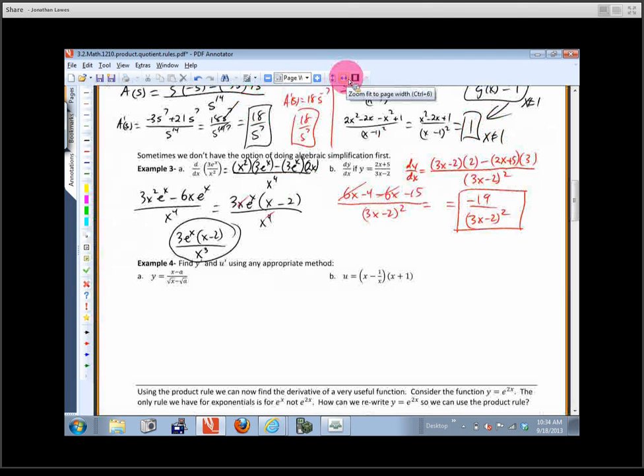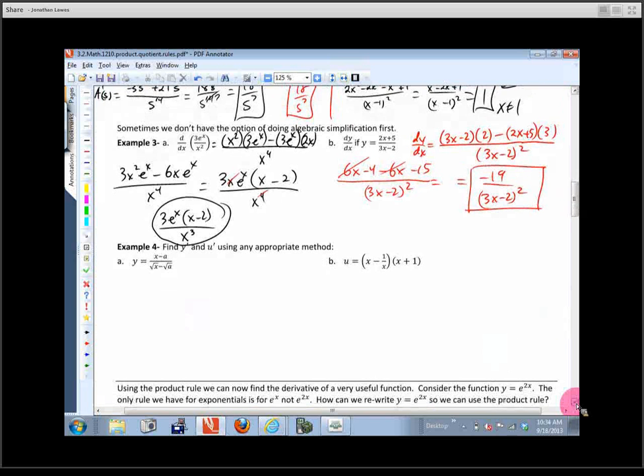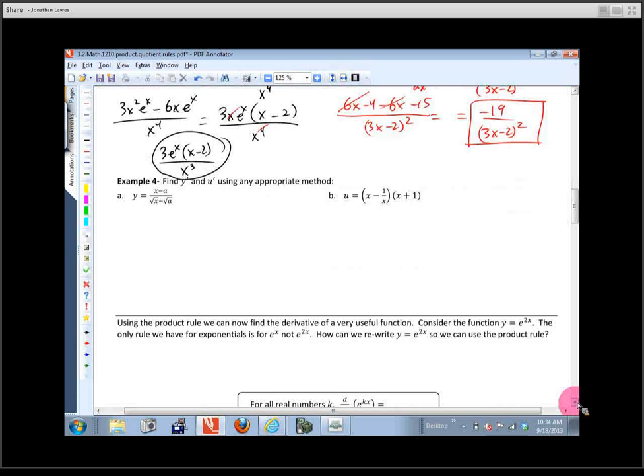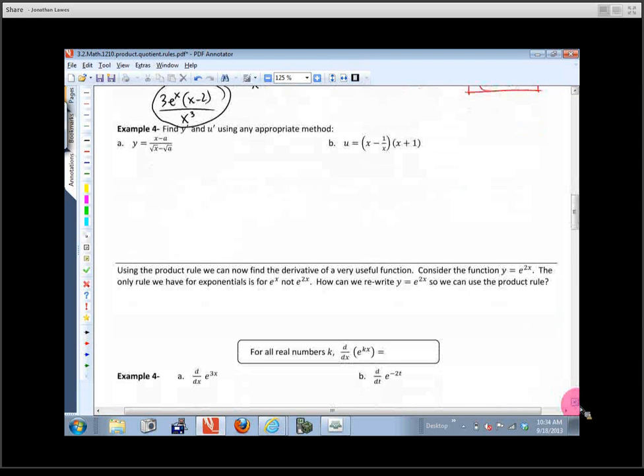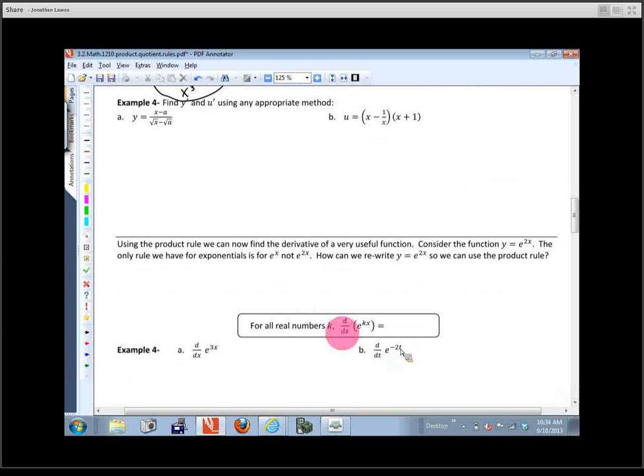Any questions? Okay, then let's take a look at the next one. So we've covered all of the ideas that we need to in this section, and the rest of this is just practice. You'll see down at the bottom of this page, we've got another type of problem that we're going to figure out using either the product or the quotient rule, but we'll get there in just a second.